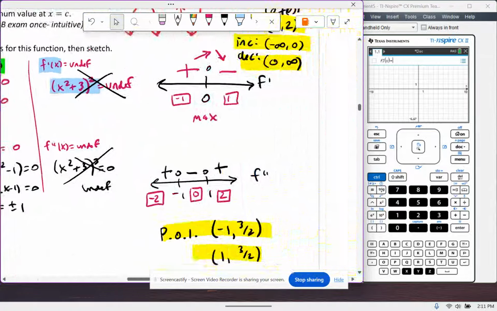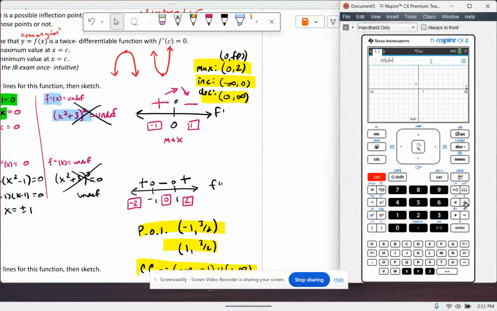What do we got? 6 over x squared plus 3. All right, what does this guy look like? Let's see. We got a max at 0, 2. Yas, can confirm. We are increasing from -infinity to 0, decreasing from 0 to infinity.